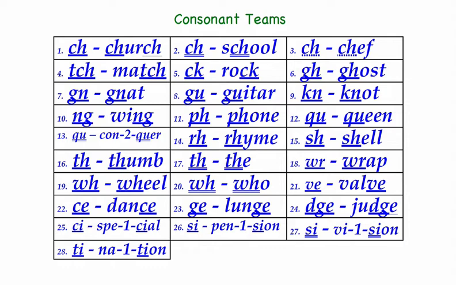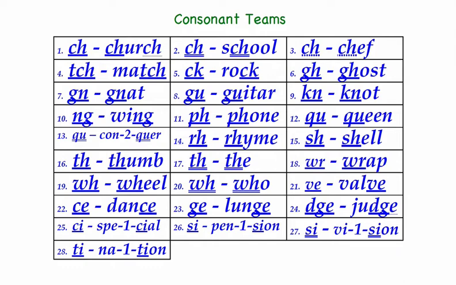CH represents the sound ch, as in church. CH with two lines under it, the second sound for CH, represents the sound k, as in school. CH with a dotted underline under it is the third sound for CH, and that sound is sh, as in chef. TCH represents the sound ch, as in match. It must have a short vowel directly in front of it. CK represents the sound k, as in rock. It must have a short vowel directly in front of it.